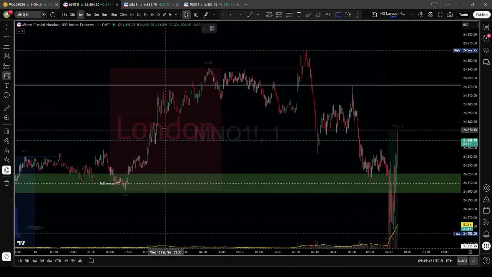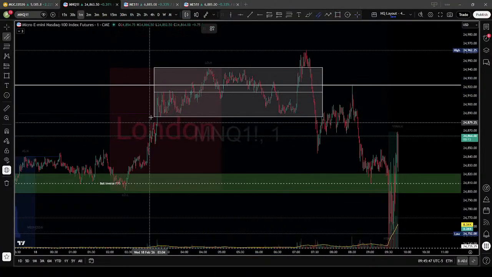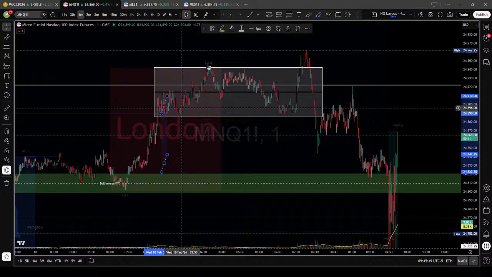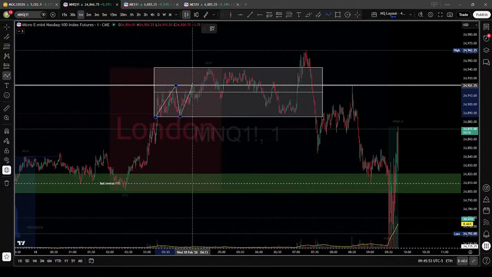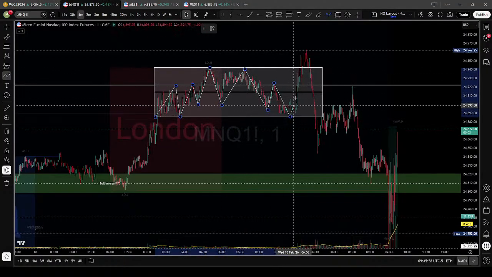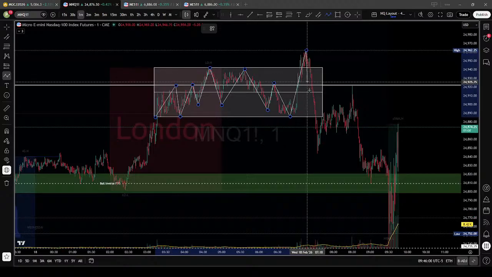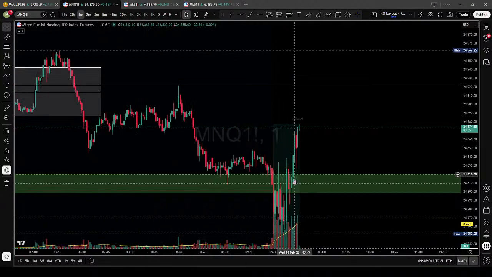Same thing happened up here. See, there's this accumulation, long accumulation, round tool, accumulation. Price is just ranging, then it broke above, manipulated, and then it came down. See, this was all about accumulation and manipulation.